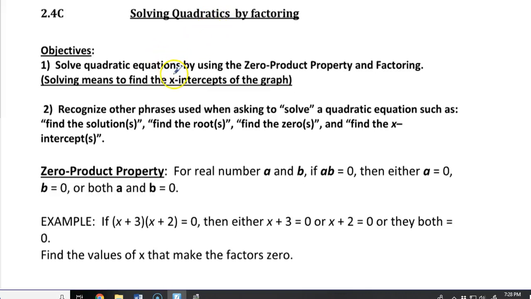In this recording, we're going to learn how to solve quadratic equations by factoring. Let me put that into perspective a little bit. What basically that means is we're going to find the x-intercepts of the graph without having a graph or table. So let's see what that might look like.